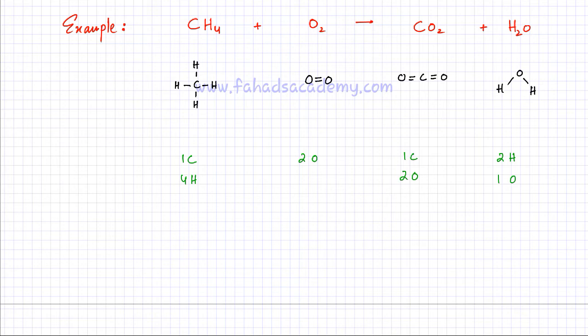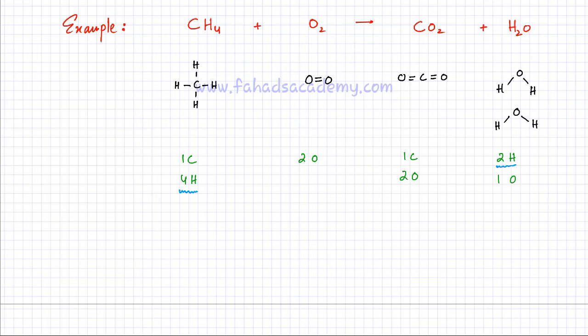Now if you look at this entire equation, the first thing that you'll notice is that there are 4 hydrogens in your reactants, but there are only 2 hydrogens in your products. So you need to double the amount of hydrogen in your products, and you can't change the formula. So the only thing that you could do is have another water molecule. So if you have another water molecule, that would double the amount of hydrogens that you have in your product.